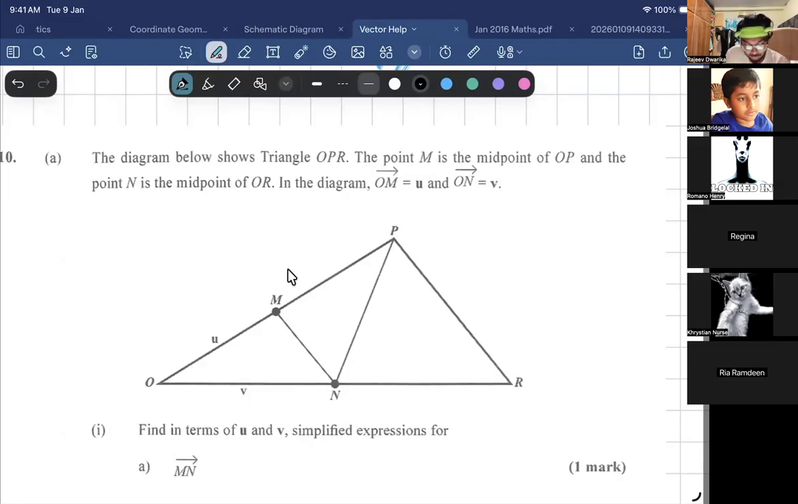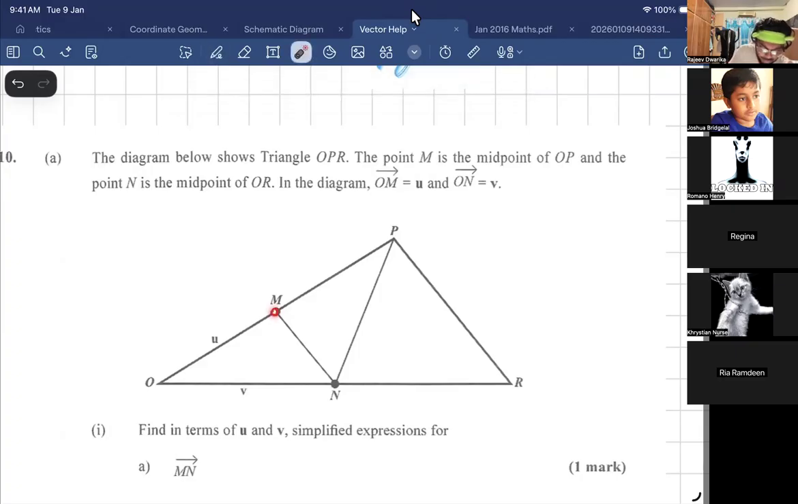The diagram below shows triangle OPR. The point M is the midpoint of OP and the point N is the midpoint of OR. In the diagram, OM equals u and ON equals v. Right, so Regina, let me soak this in. So M is the what of OP?